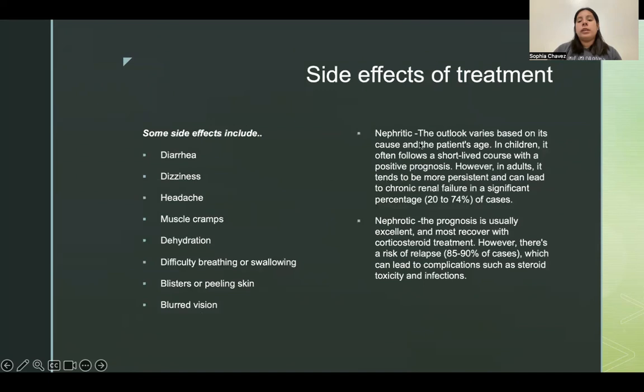For nephritic, the outlook varies based on the patient's age. In children, it often follows a short-lived course with a positive prognosis. However, in adults, it tends to be more persistent and can lead to chronic renal failure in significant percentages, 20 to 74 percent of the cases. For nephrotic, the prognosis is usually excellent, and most recover with corticosteroid treatment. However, there is a risk of relapse, which can lead to complications such as steroid toxicity and infections.